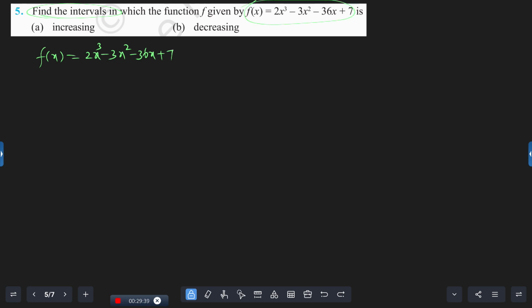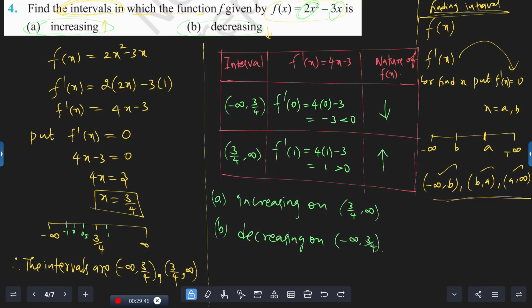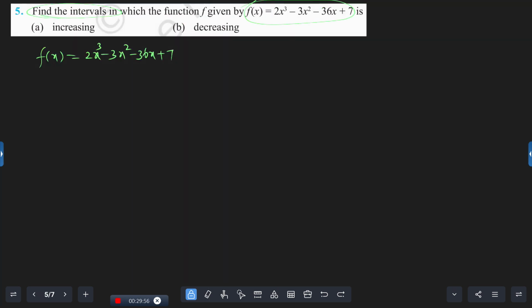So we have to find the interval first, then where it is increasing, decreasing. The same procedure that I said, you have to follow. First f dash of x, then equating f dash of x equal to 0, then finding the x value, then finding the interval. The same things I'm going to follow in the next question also. Shall we, pa? Right.